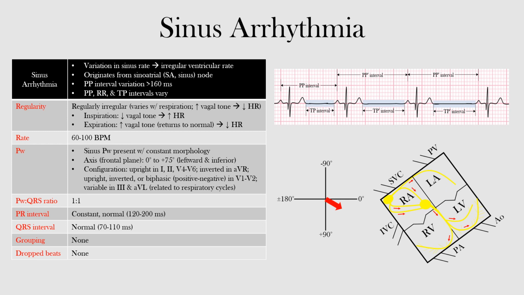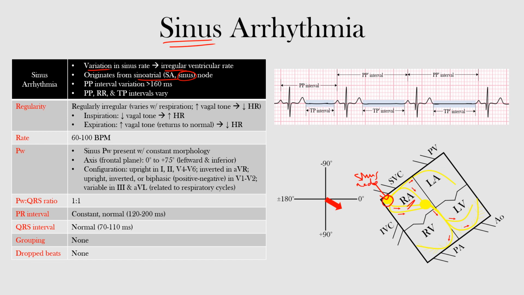So what we're going to do now is go through the chart so we don't miss anything. So again, we're saying there's a variation in the sinus rate. That's the main thing, this variation in the sinus rate. And because of that, we have an irregular ventricular rate. So what we'll see here is that our intervals are not consistent throughout the whole rhythm, okay? And again, this is a sinus rhythm, so it's going to originate from the sinoatrial, the SA or sinus node. Remember, this is located here. Okay, there's our sinus node in our upper right atrium. Okay, this is our right atrium.